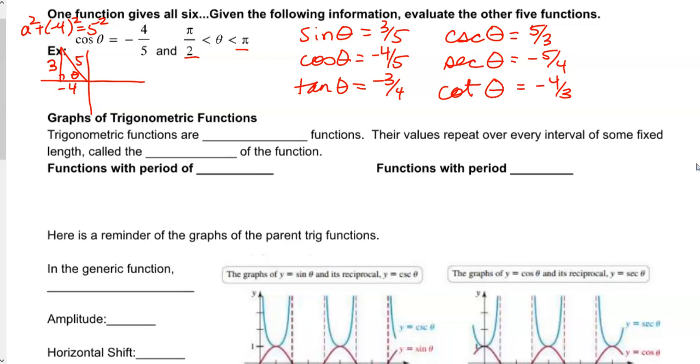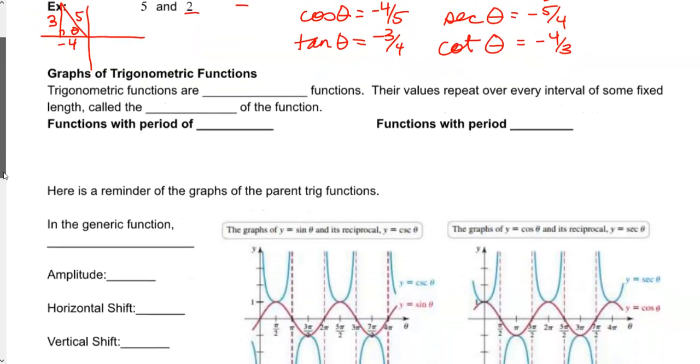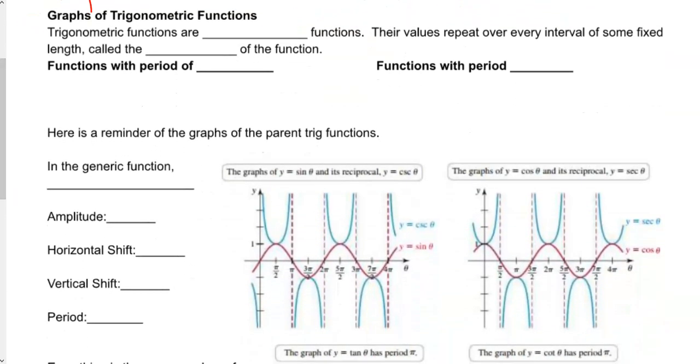Okay. All right, and the last review that I have, I'm just giving you some graphs here of trigonometric functions. There's a lot we have to deal with. If we have to go more in depth, we will do that later. But here's just a reminder of some of the graphs.